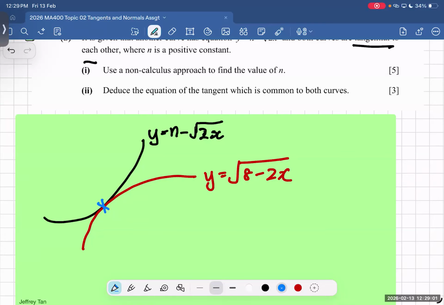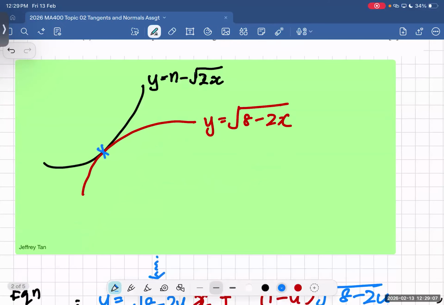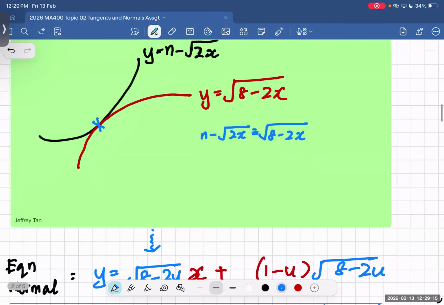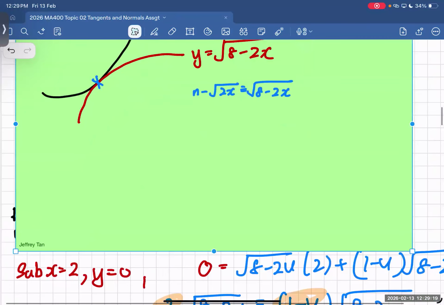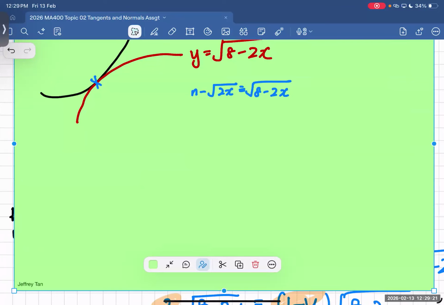You understand? You have to use discriminant. Whenever you equate them, you see that there's a possibility that it is going to come out quadratic. I have an unknown constant. There's nothing else I can do. I use discriminant. Unfortunately, I can't use dy/dx yet because the question says non-calculus. I have to square.